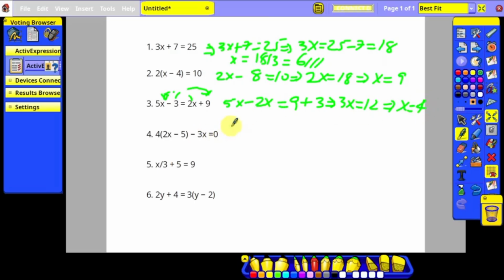Okay, this one, 4 times 2x, 8x minus 20, because 4 times 2x is 8x, 4 times minus 5 is minus 20, minus 3x is equal to 0. 8x minus 3x is 5x is equal to 20. So x is equal to 20 over 5, which is equal to 4.